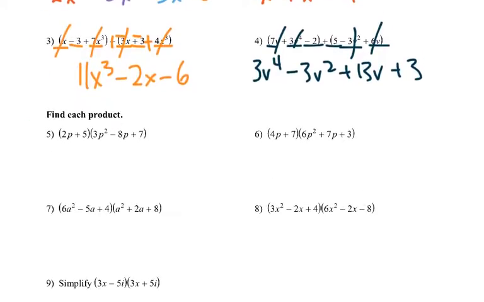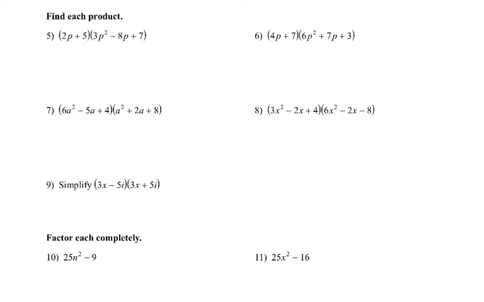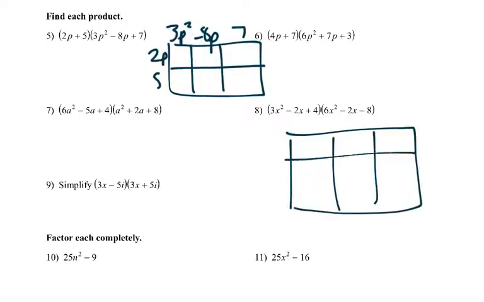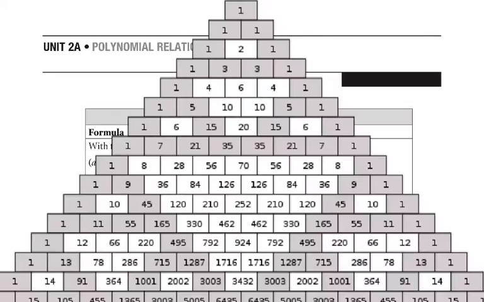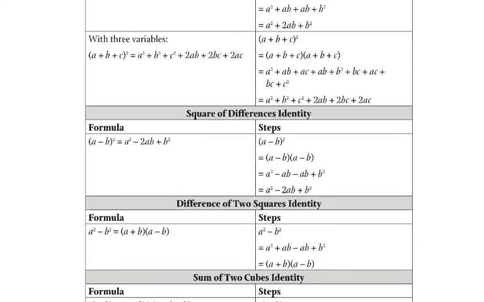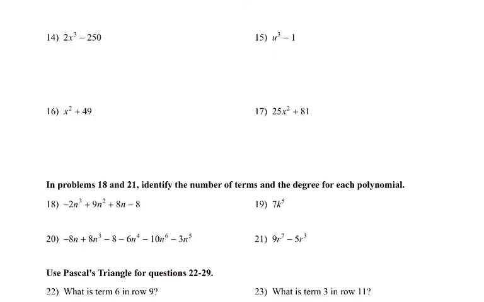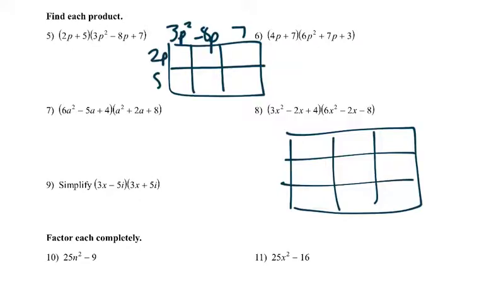Okay. Now when we're finding each product, we can use the area model, right? So in this first one, I've got 3p squared, negative 8p, and 7, and then 2p and 5. On all of these, you can use the area model. On these bigger ones, you just have to make a bigger area model. Or you can use these patterns if they're squared. If they're not squared, we're using the area model. I don't think we saw any that were squared. Nope. So we have to use the area model on these ones because we don't have anything that's the same.